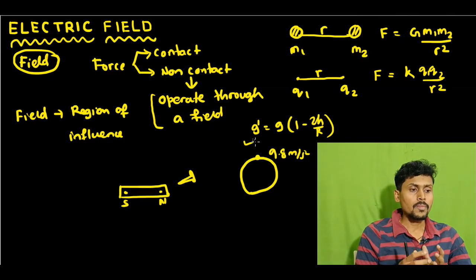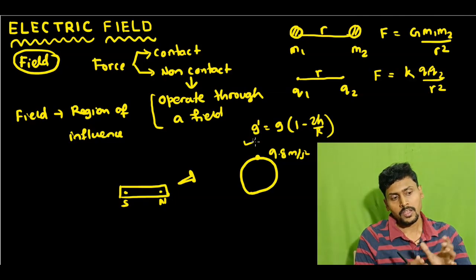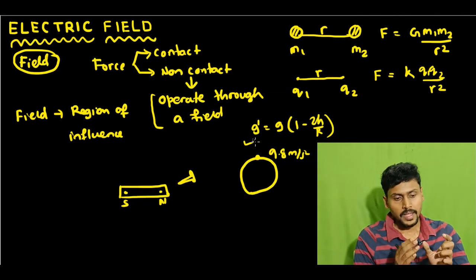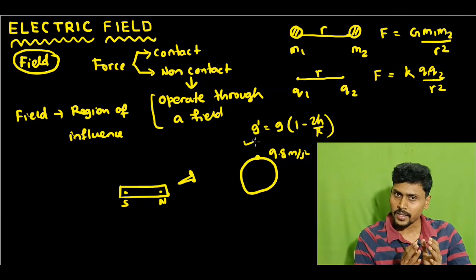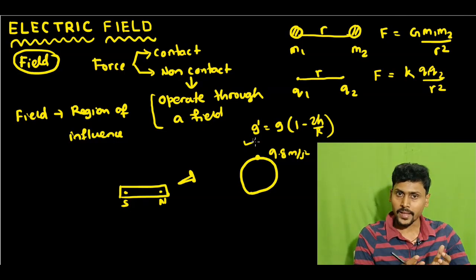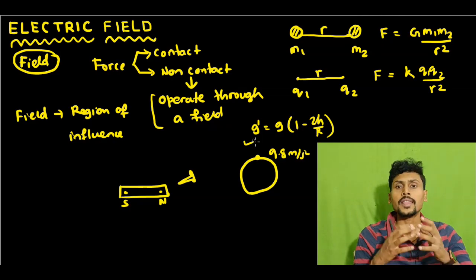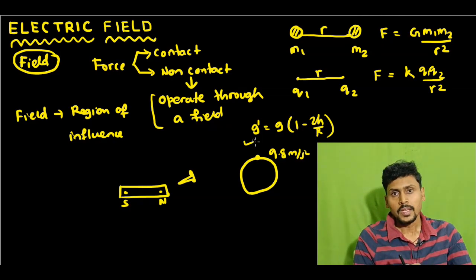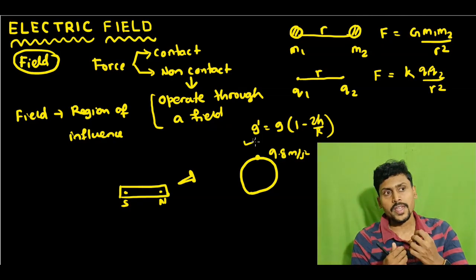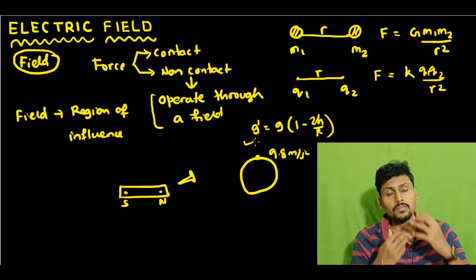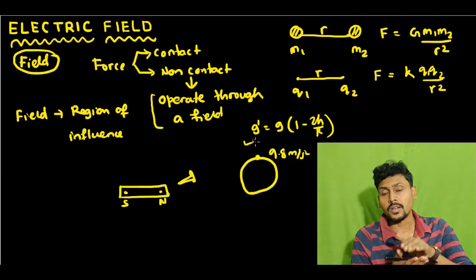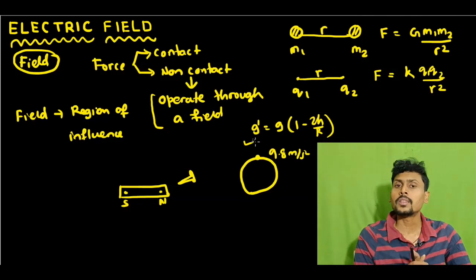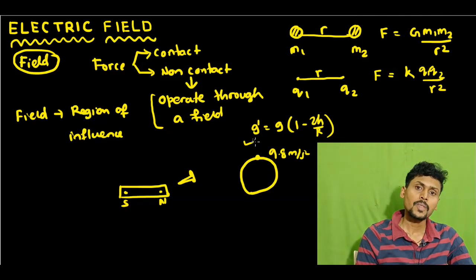So from this discussion, it is clear that if you take a magnet, then the effect of the magnet is stronger near the magnet. Similarly, if you take an object, suppose Earth, the effect of Earth, or the force exerted by the Earth, is more if you are near the Earth. If you go away from Earth, then the value of force will decrease.